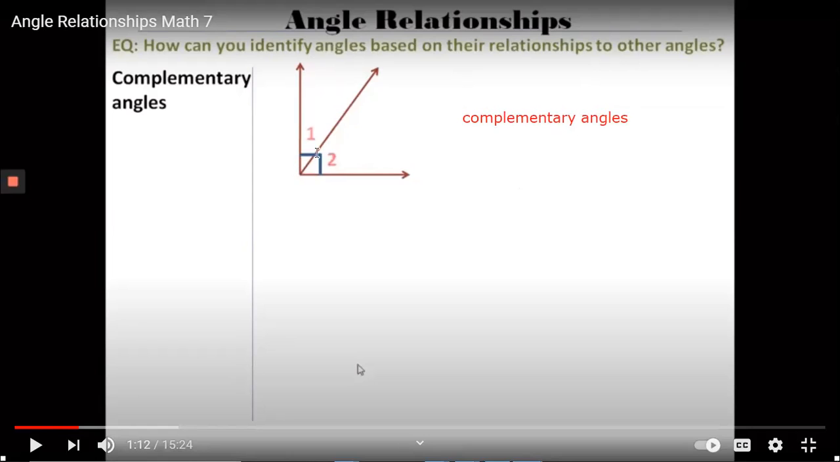We divided the right angle into two parts. It's not necessary for them to be equal, but we divided it into two parts. So we have angle 1 and angle 2. If I add angle 1 and angle 2 together, their sum equals 90. So if you add two angles and their sum equals 90 degrees, we can call them complementary angles.